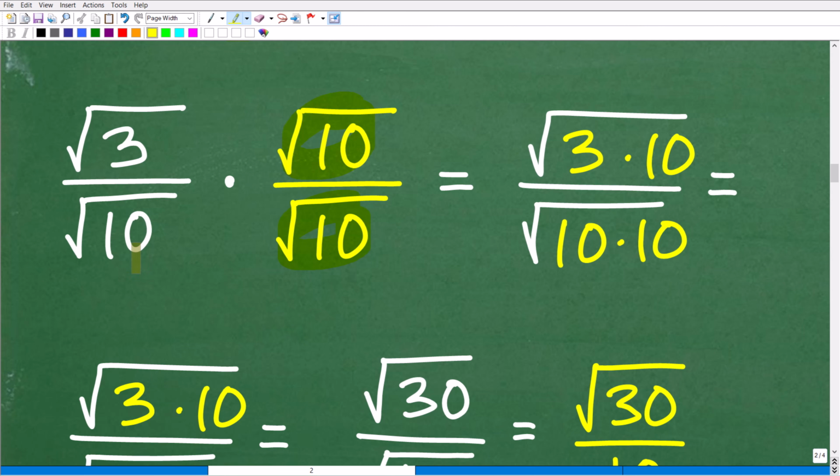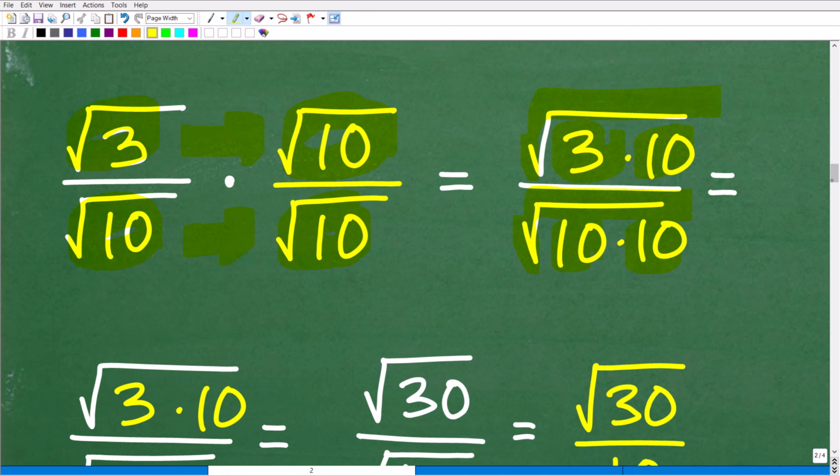Okay, so let's start with the easy stuff. The square root of 10 times the square root of 10. Here we have two separate square roots. We can write this under one big square root right here. So the square root of 10 times the square root of 10 is the same thing as the square root of 10 times 10. And the square root of 3 times the square root of 10 is the same thing as one big square root. Of course, that's going to be 3 times 10. Okay, so let me slow down here and make sure you understand what's going on, right? We're just simply multiplying fractions here.